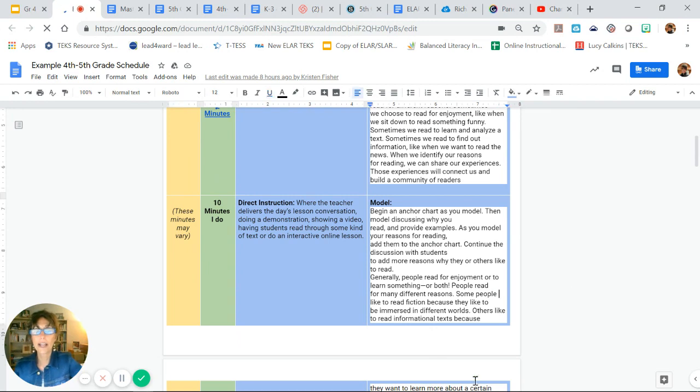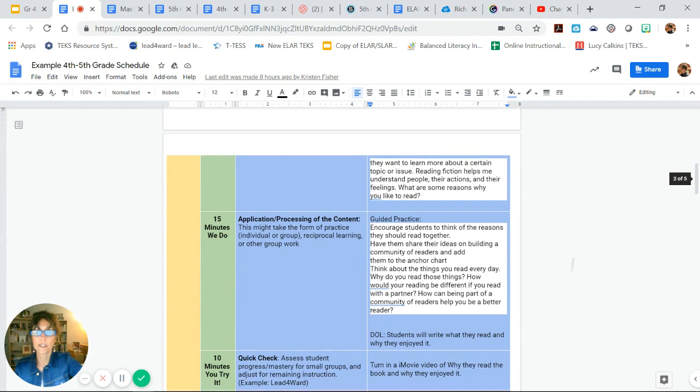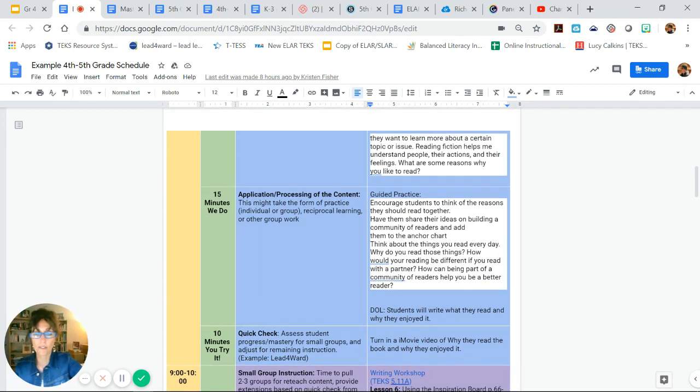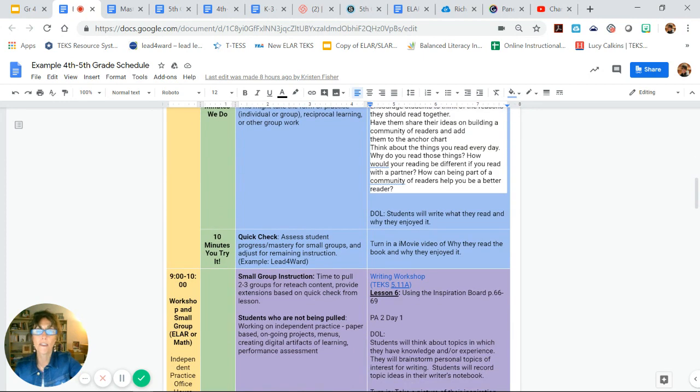And then over here on the right, there's actually what you're supposed to be doing. You continue going down. Notice it's a 15-minute, we do, but this at this point is this guided practice where the students will write what they read and why they enjoyed it. So this is when you can monitor to see if they have an understanding before they go to the you do. You can have a quick check, and this is where they actually, instead of partnering, they might do an iMovie, a Flipgrid, or something of that sort.